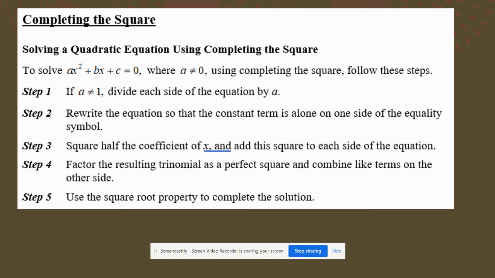Completing the square. We have all of these steps to completing the square, and we'll just go ahead and start with an example. The only thing I do want to remind you is that we're taking half of b and then squaring it. That's part of completing the square.